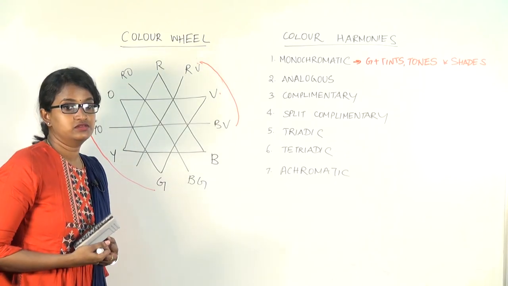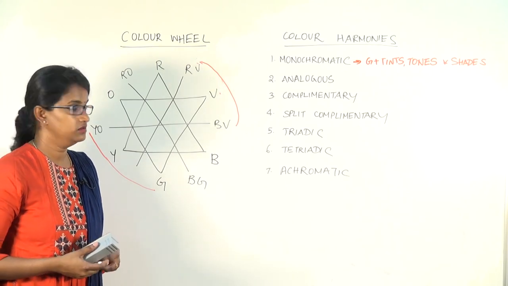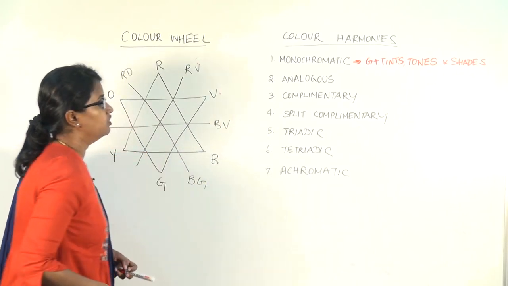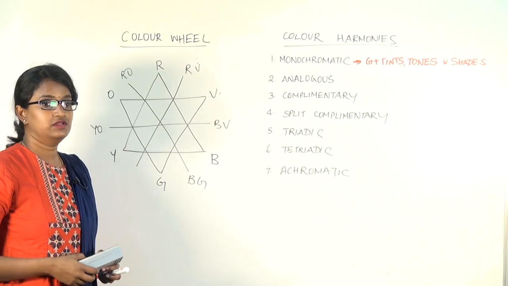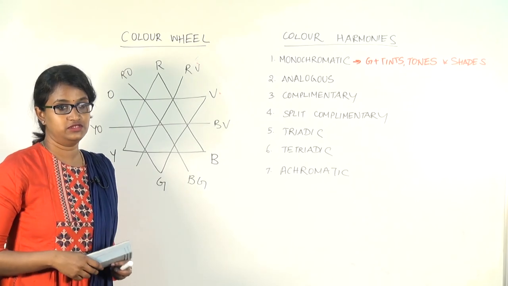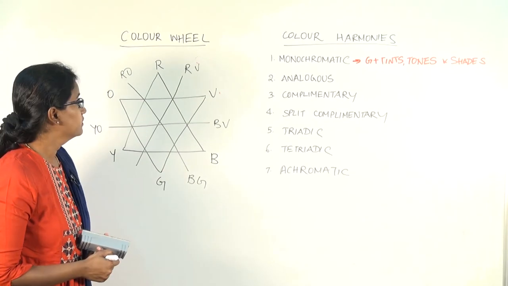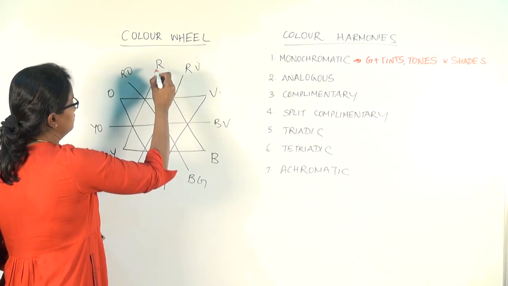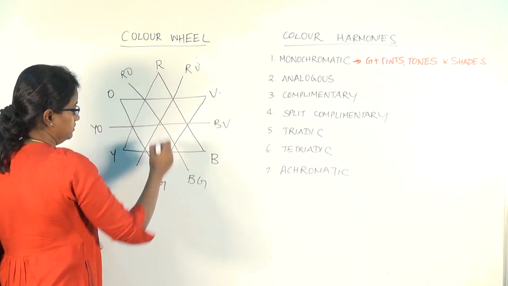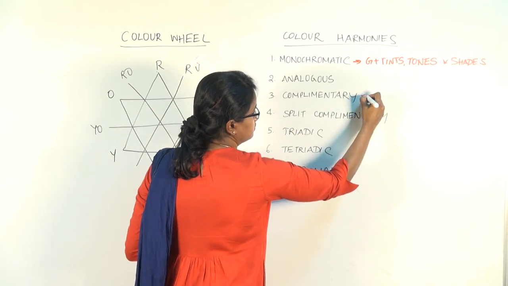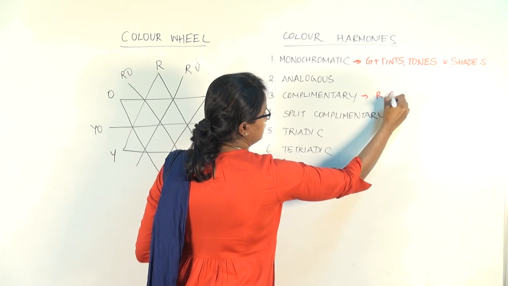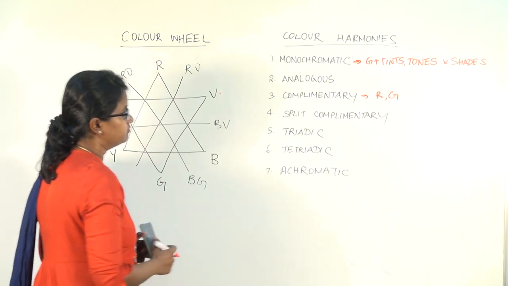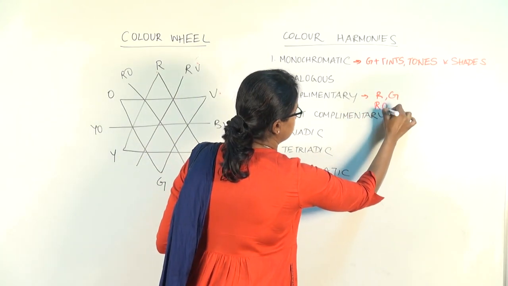So the next one is complementary colors. Complementary colors are ones that lie exactly opposite to each other in the color wheel. So for example, it could be red and green, or red orange and blue green.